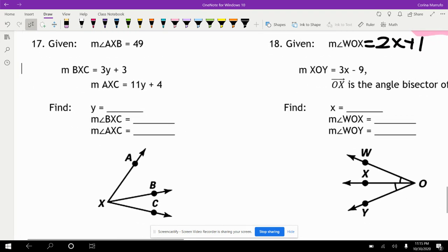Okay, so here they tell us that the measure of AXB is equal to 49. So we're going to go ahead and transfer that over. AXB is just this little section here. So this is 49. Okay, and then they tell us that the measure of BXC, so B to X to C, this angle in here is 3y plus 3.